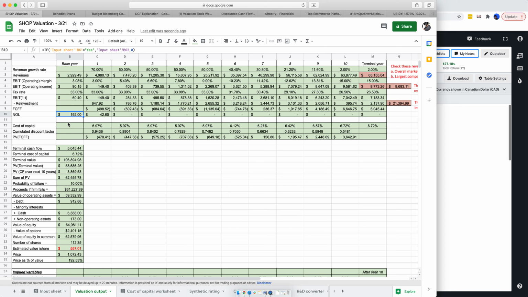And then as we mentioned, here's cost of capital. It will change, of course, also as your interest rate changes, because as we mentioned, the risk-free rate is part of your cost of capital.